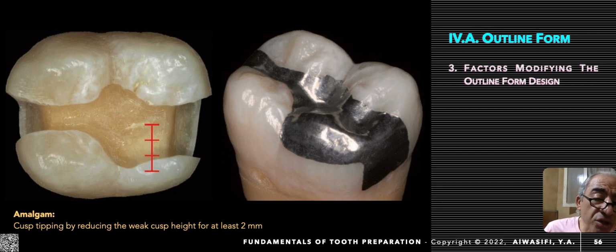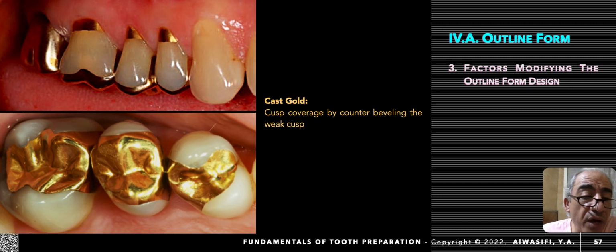We could not increase the base, because we already cut the tooth structure for the cavity design. This was the extension of the caries that obliged us to do this. But we could reduce the height of the cusp, allowing room for at least 2 millimeters of amalgam just to support this weak cusp, and it's called cusp tipping. For cast restorations, as you could see, just beveling of the weak cusp to be covered, and this is called cusp coverage with high strength material.